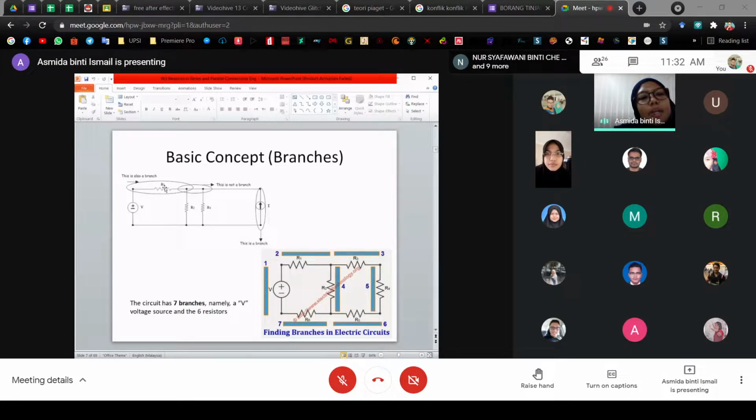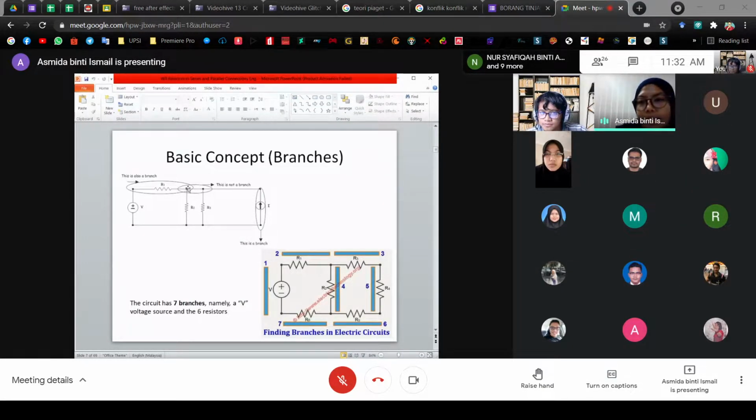Okay, here R1, this is a branch. Ni adalah cabang. Okay, here this is not a branch, because there are no elements in this wire lah. No elements connected. This is a branch. For this circuit, this is a branch, this is the second one, and then this is branch yang ketiga, this is the fourth one, ni yang kelima, yang keenam, yang ketujuh. There are 7 branch in this circuit.